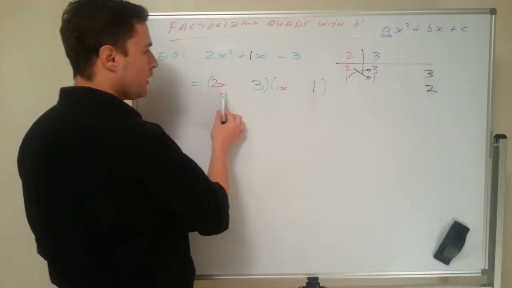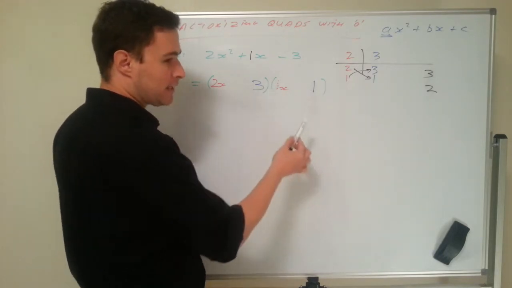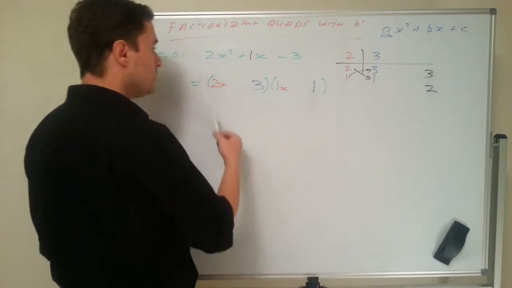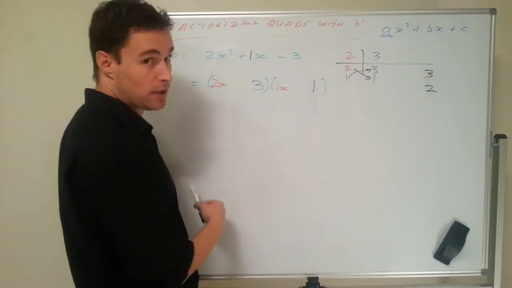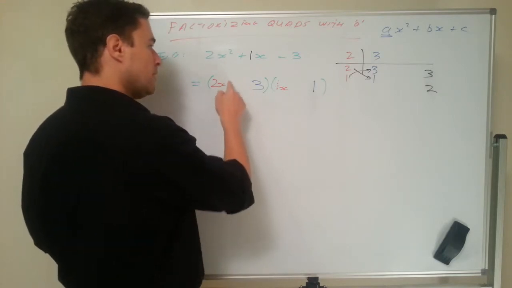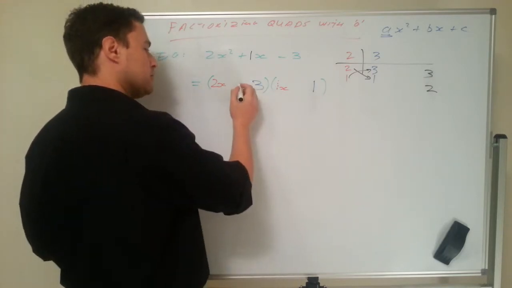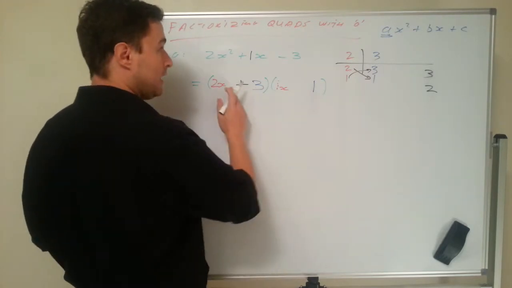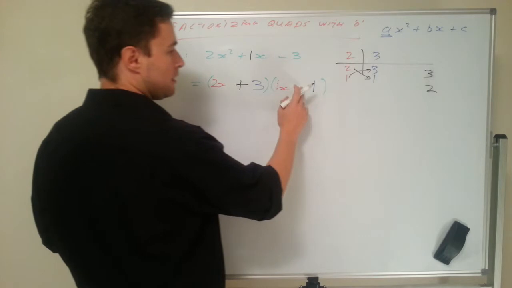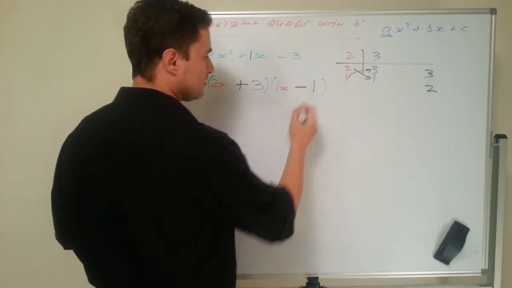What's bigger, 2x times 1 or 3 times x? Well, I hope you're all shouting, "Sir, it should be 3 times x is bigger than 2x times 1." Okay, so to make this positive, 3x has to be positive. That's the biggest combo. And then that means that this one, since the signs are different, has to be negative.